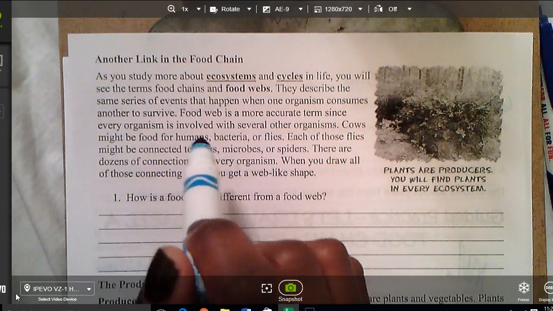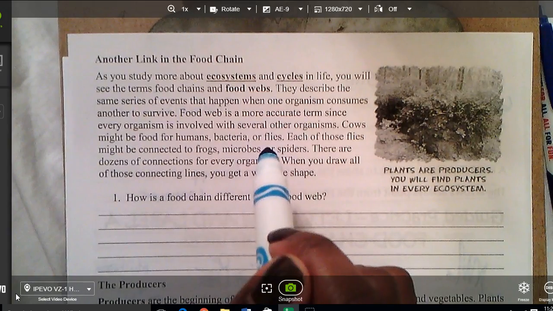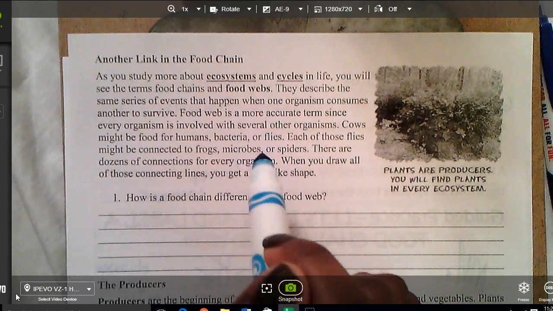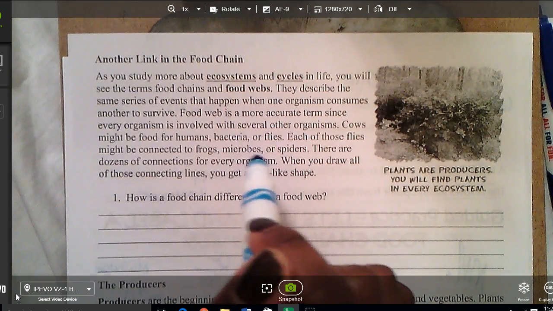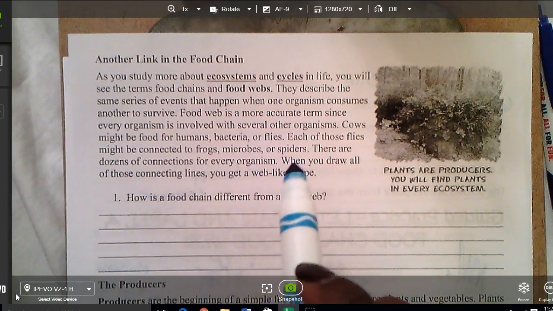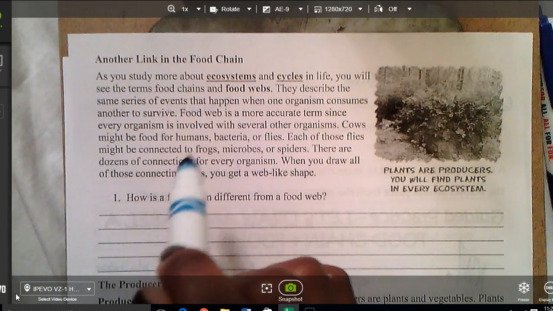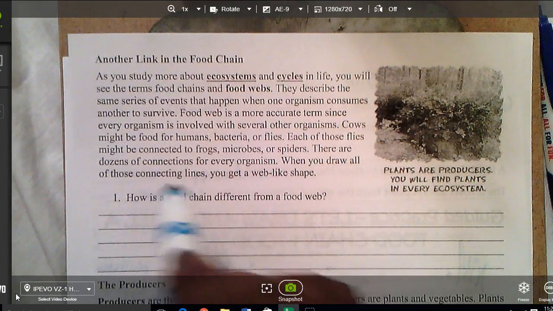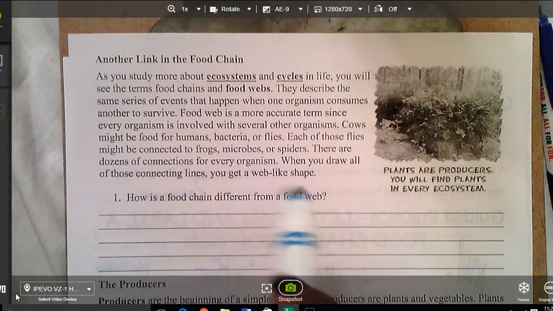Cows might be food for humans, bacteria, or flies. Each of those flies might be connected to frogs, microbes, and those are microscopic things we can't see, or spiders. There are dozens of connections for every organism. When you draw all of those connecting lines, you get a web-like shape.